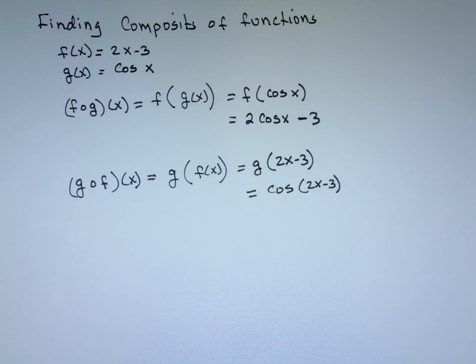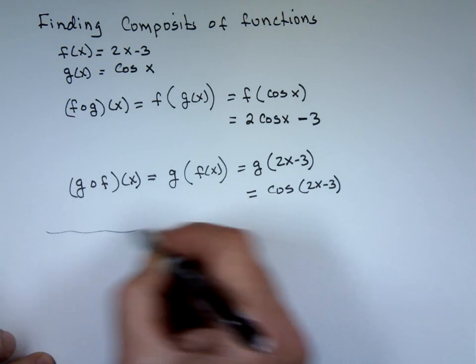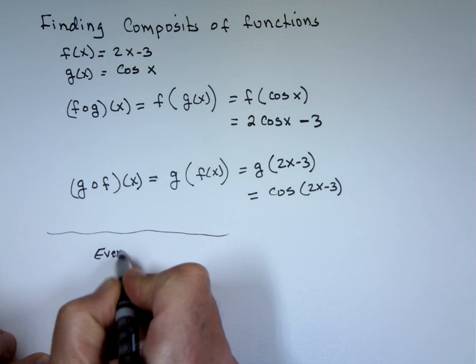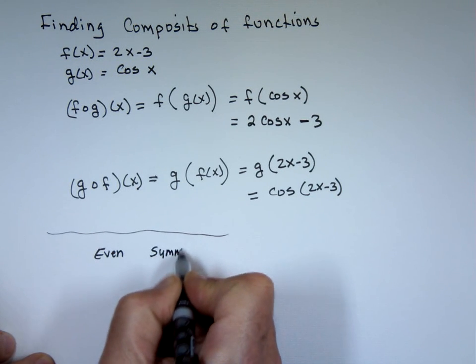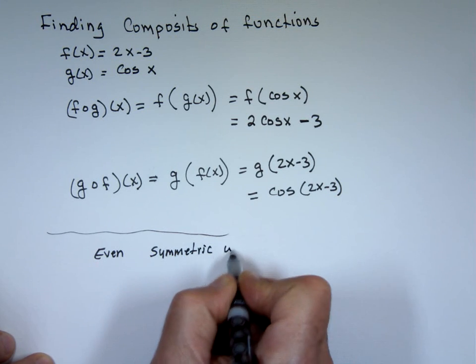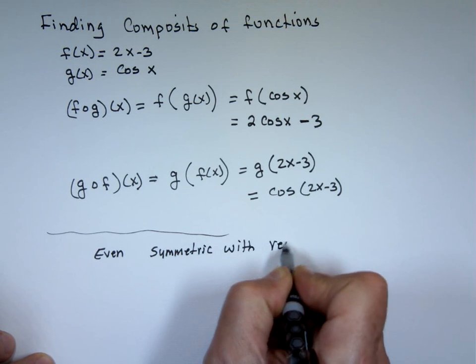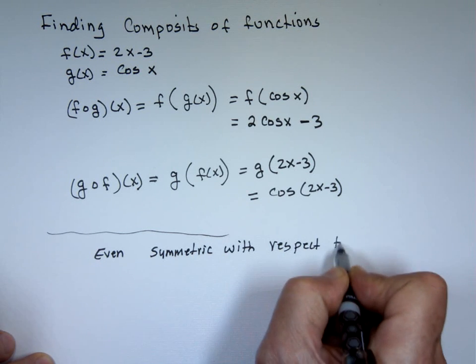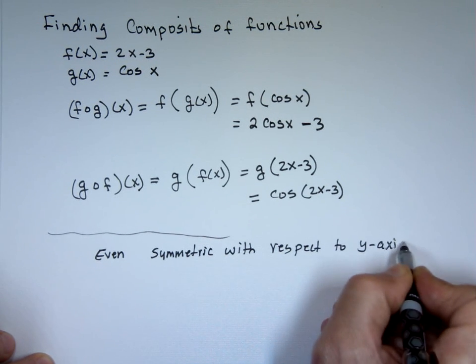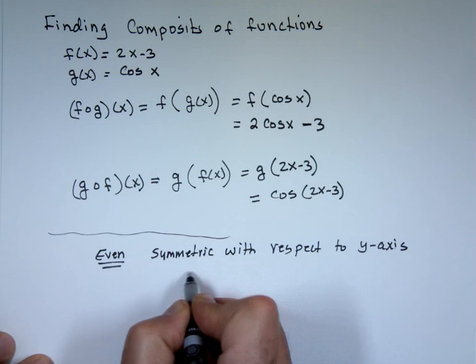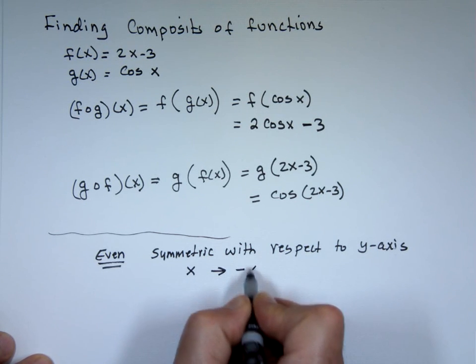And we talked about odd and even functions last class. Even functions are symmetric with respect to what? To the y-axis. An odd function is symmetric with respect to what? The origin. So even is symmetric with respect to the y-axis. How do you know the function is symmetric with respect to the y-axis? You replace x with negative x. If you end up with the same expression, you have an even function.